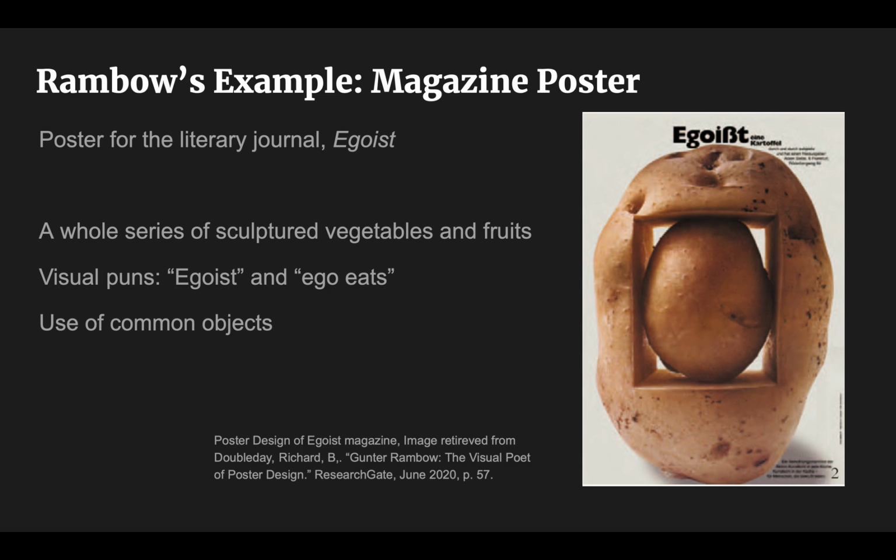This is a poster created for a popular British literary magazine containing many famous authors' work called Egoist. It is a play of visual puns. Rambow created a series of the posters using fruits and vegetables. He plays with the words egoist and ego eats. The use of common elements, such as a potato, convey the idea that ordinary or non-artistic objects can be art subjects.